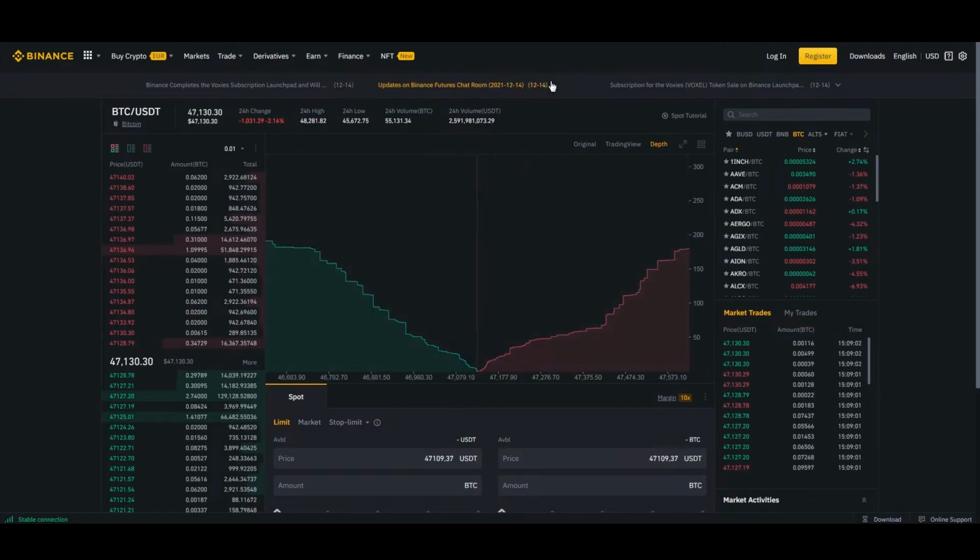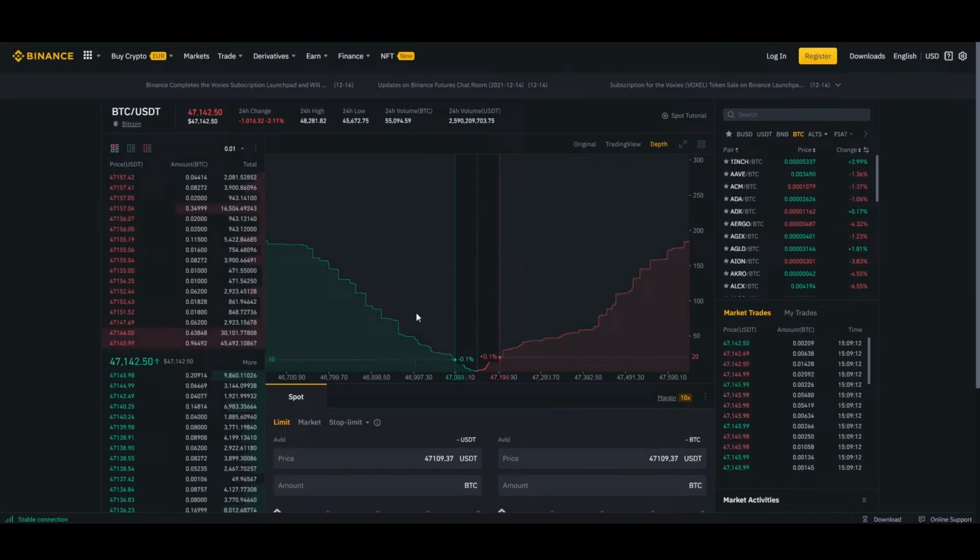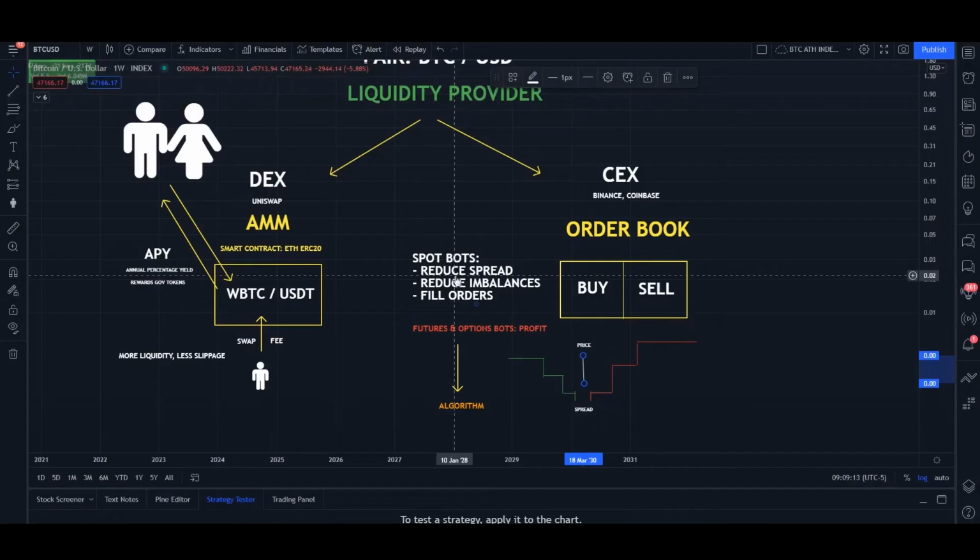Well, who makes sure that they touch each other? It's the market maker. The market maker has spot bots. This is a spot market, spot BTC market. And what these bots do, they want to reduce the spread, reduce imbalances in the order book. Imbalances can be, for example, a lot of buyers and very few sellers, or a lot of sellers and very few buyers. And what these bots want to do, they want to fill as many orders, right?